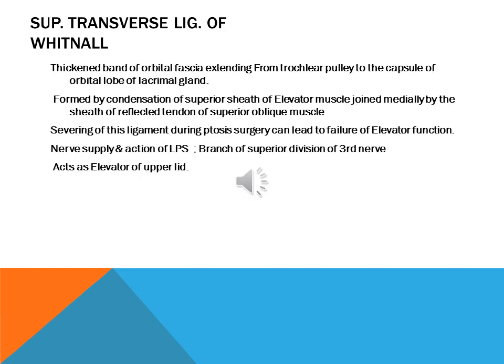The superior transverse ligament of Whitnall is a thickened band of orbital fascia extending from the trochlear pulley to the capsule of the orbital lobe of the lacrimal gland. It is formed by condensation of the superior sheath of the levator muscle, joined medially by the reflected fascia of the superior oblique muscle. This ligament acts as a strength booster to the levator palpebrae superioris and helps in keeping its tonic state. If the ligament is severed due to trauma or surgery, it will lead to poor functioning of the levator palpebrae superioris.